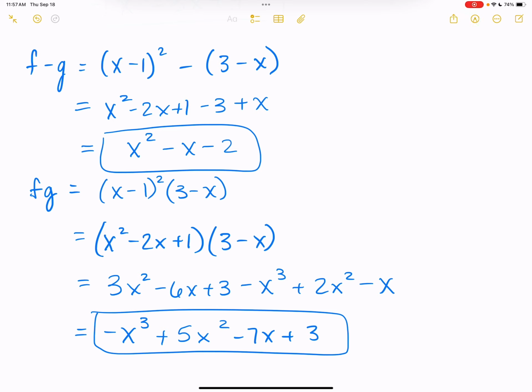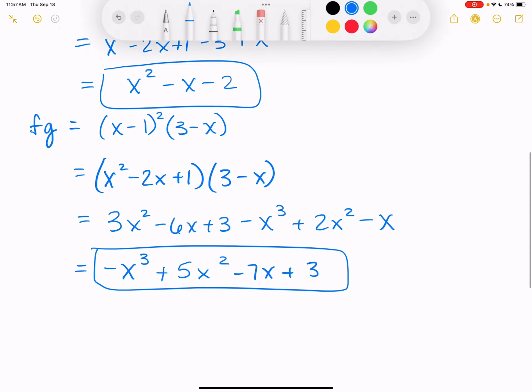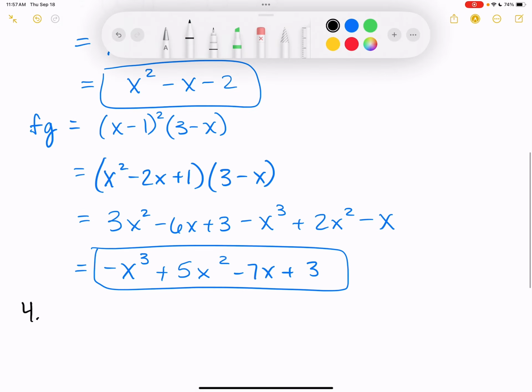Now, some of them, you're not going to be able to do absolutely anything but show that they're being multiplied by each other. Like I'm not going to do, well, I will show it just so you can see what it should look like. Number 4. F of x is the square root of x plus 5. G of x is the absolute value of x plus 3.